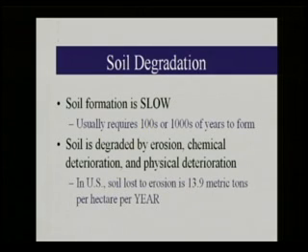Now, in the United States alone, we lose soil to erosion at the rate of 13.9 metric tons per hectare per year. So this can be a serious problem, and as a result, we need to think about our activities and employ sound agricultural processes so that we can maintain our soil. It is a natural resource, and unfortunately, it is very, very slow to form.